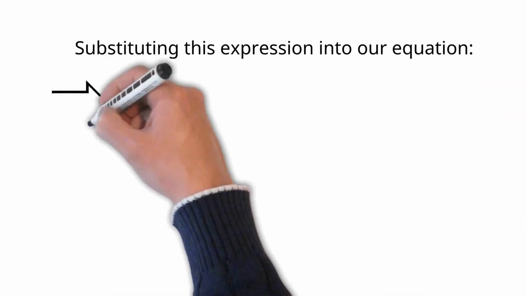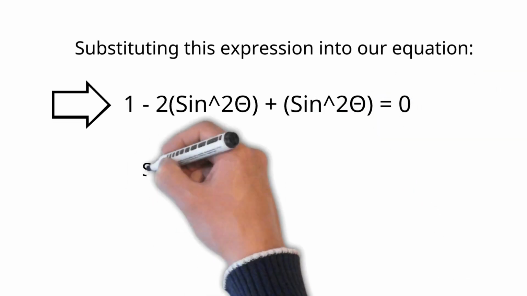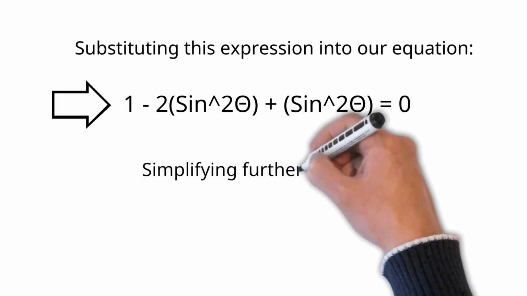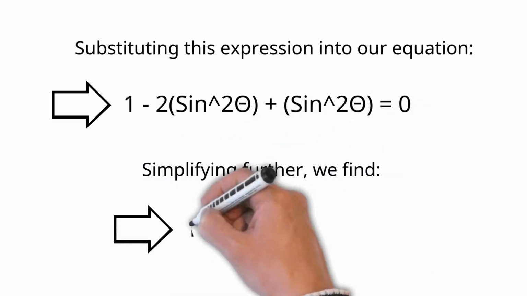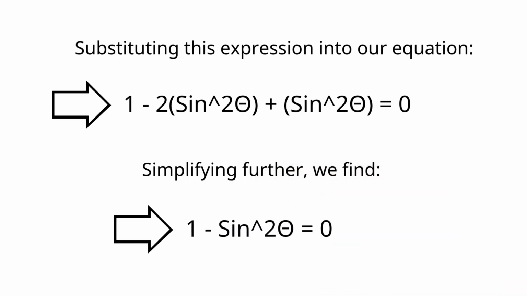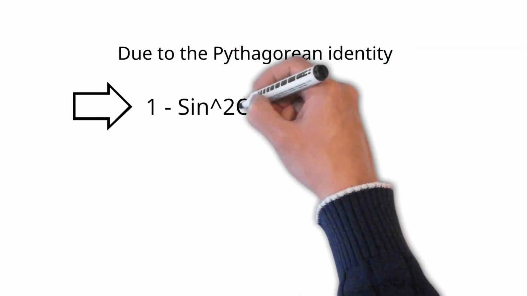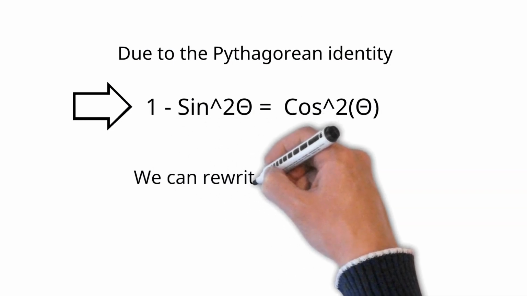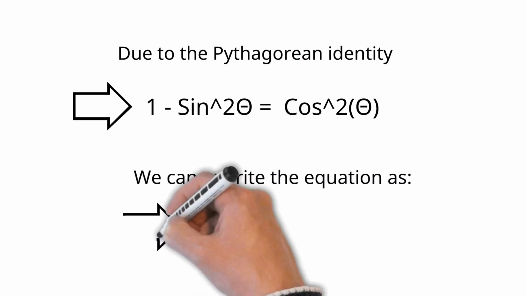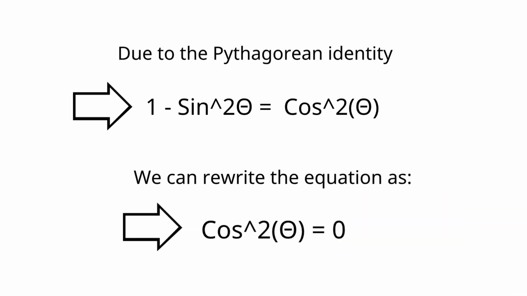Substituting this expression into our equation, we have 1 minus 2 sine squared theta plus sine squared theta equals 0. Simplifying further, we find 1 minus sine squared theta equals 0. Due to the Pythagorean identity, 1 minus sine squared theta is equal to cosine squared theta, so we can rewrite the equation as cosine squared theta equals 0.